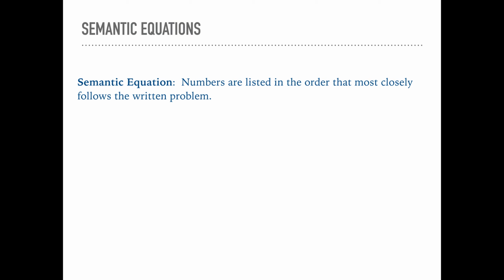In Chapter 8, Van de Walle talks about semantic equations. So what does that actually mean? These are equations where the numbers are listed in the order that most closely follows the written problem. Well, let's take a look at an example.